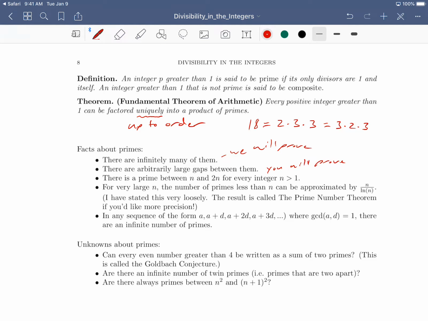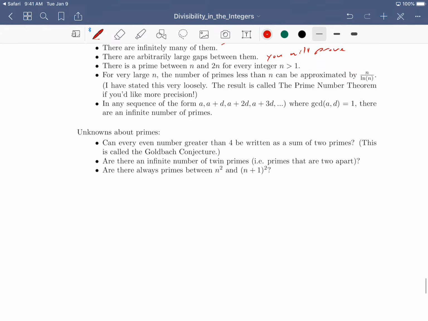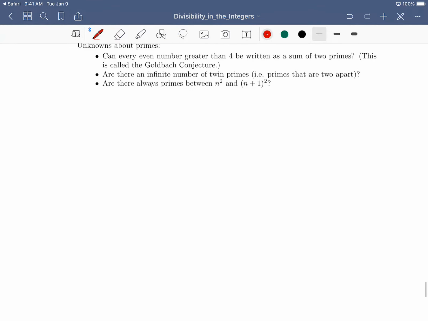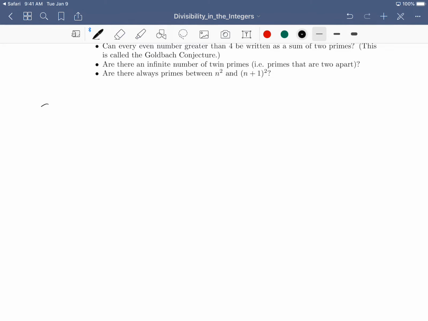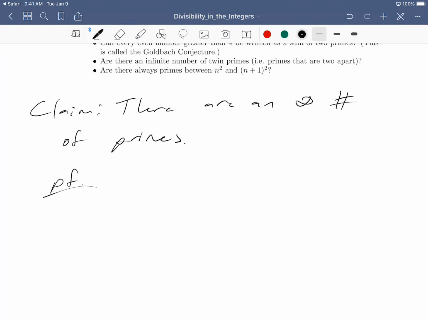All right, so let's talk about that infinite number of primes. So we're going to try to prove that. So claim: there are an infinite number of primes. All right, here's our proof. So this is a really clever little proof. It's a fun one to do. We're going to do a proof by contradiction.